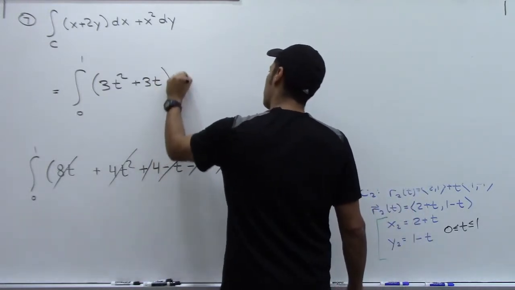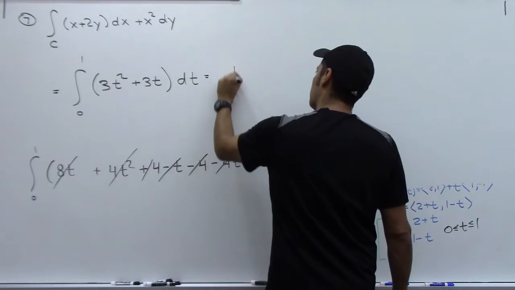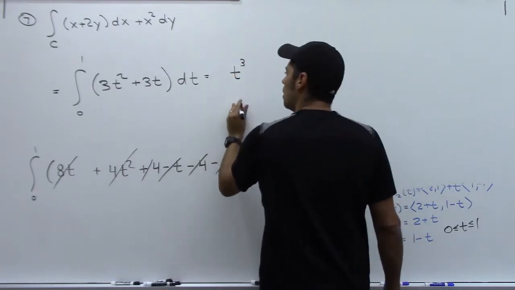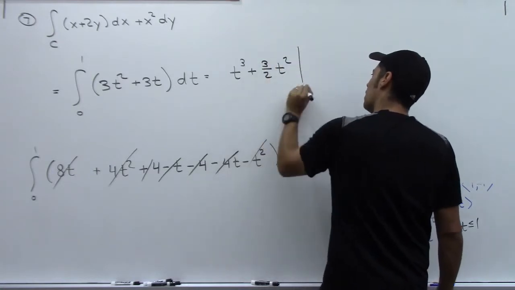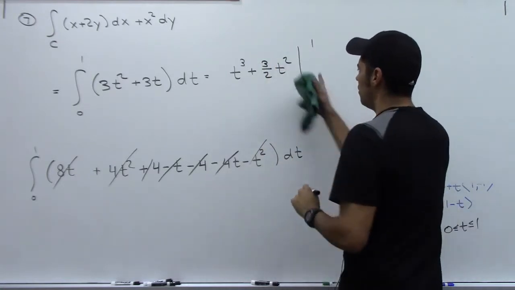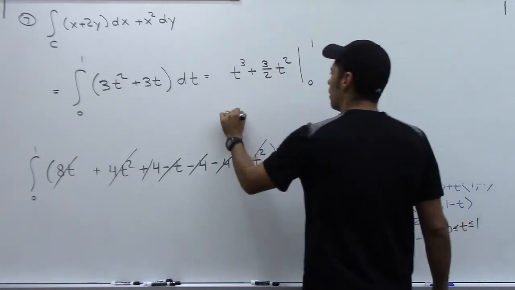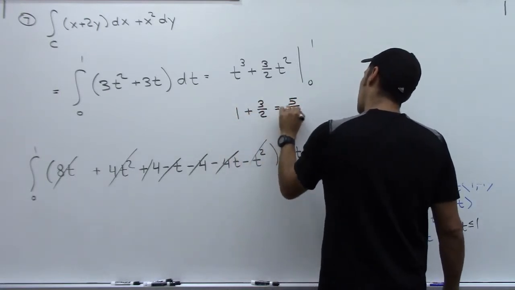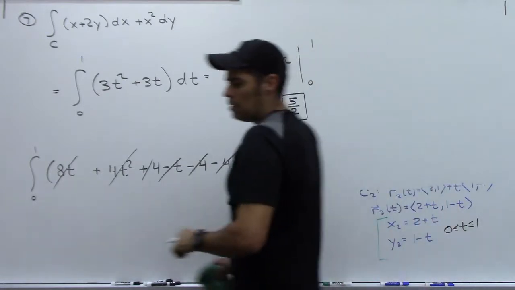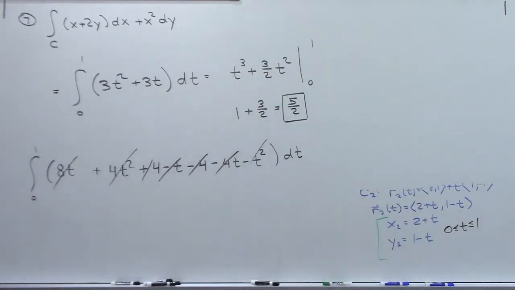So that's it. So this is going to be t cubed plus 3 halves t squared, 0 to 1. So plug in 0, it's all gone. So I just have to plug in 1 here. 1 plus 3 halves, which is 5 halves. See if that looks right. Yeah. Okay. Good to go.